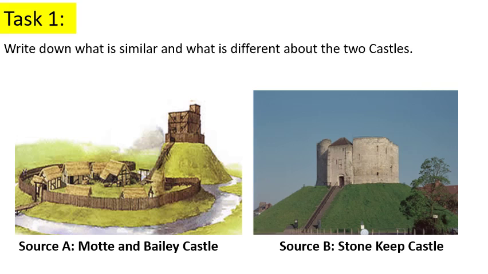So what you should have got, a really big difference here about the Motte and Bailey and the Stone Keep Castle, is the Motte and Bailey is made of wood, all right, and the Stone Keep Castle is made of stone. That's a huge difference. One of the things that's similar about them, you can see there that the Stone Keep and the keep, the Motte, all right, are still built on a hill. So that was still important. So that's the similarity. And then your difference is what they are made out of.